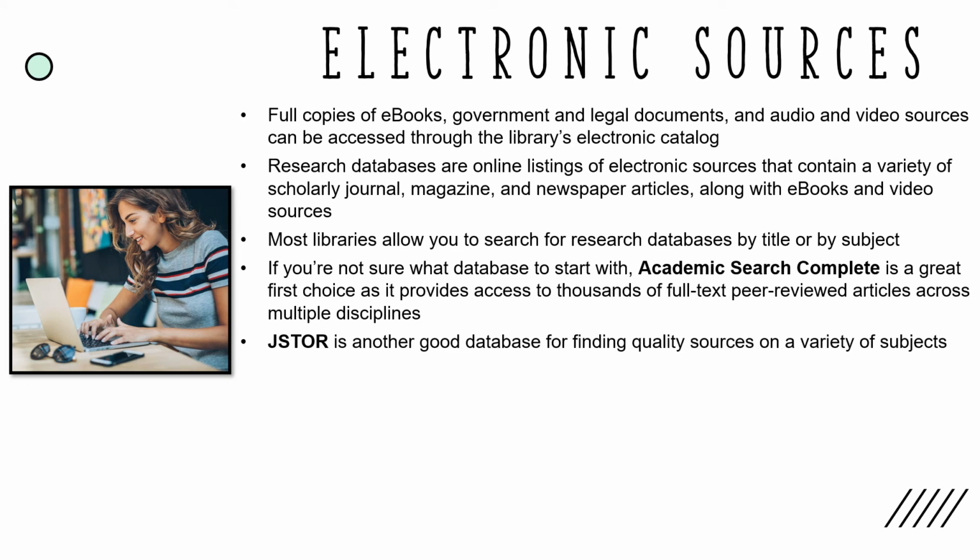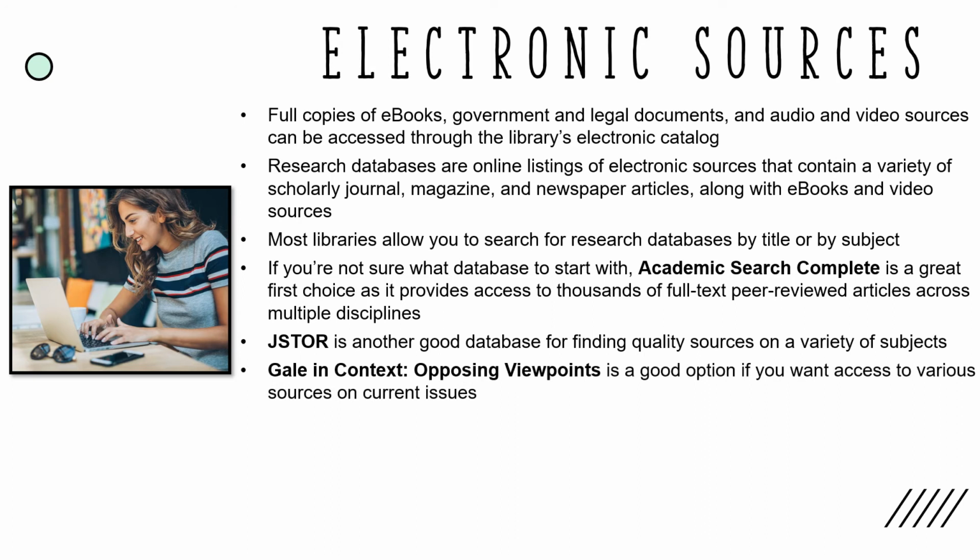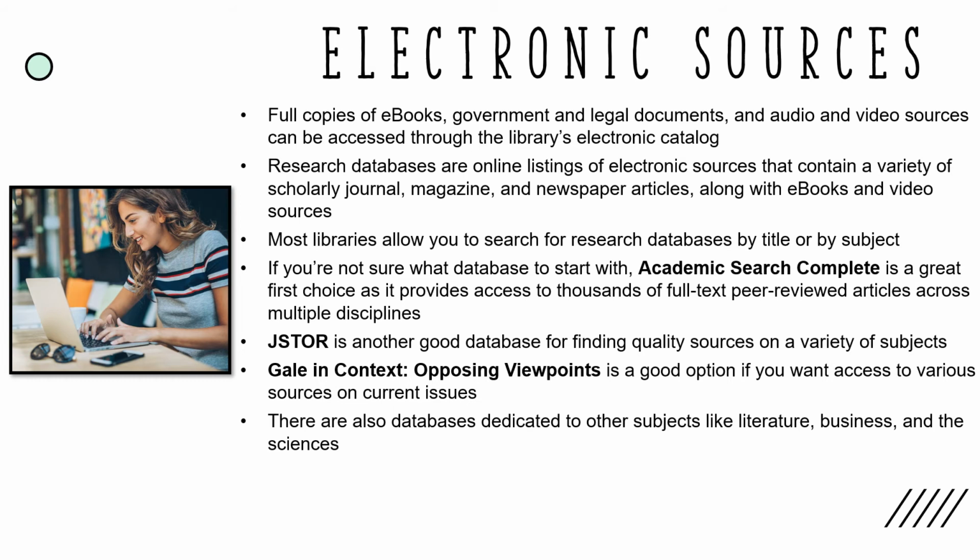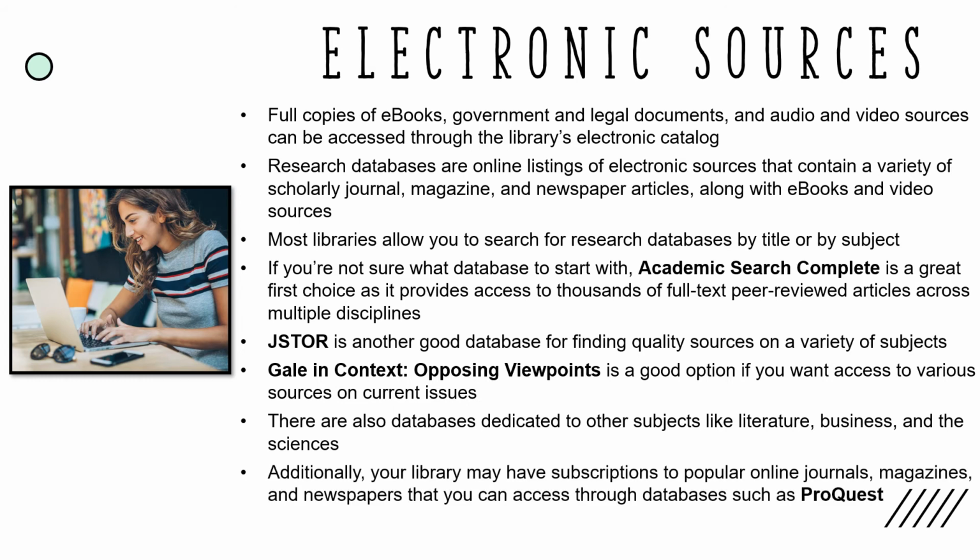JSTOR is another good database for finding quality sources on a variety of subjects. Gale in Context, Opposing Viewpoints is a good option if you want access to various sources on current issues. There are also lots of databases dedicated to other subjects like literature, business, and the sciences. Additionally, your library may have subscriptions to popular online journals, magazines, and newspapers that you can access through databases such as ProQuest.